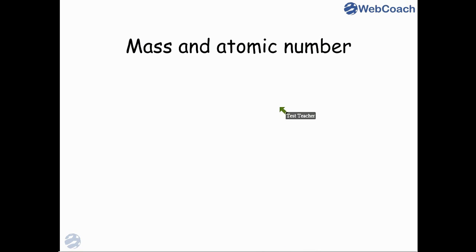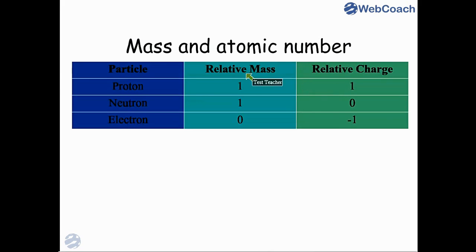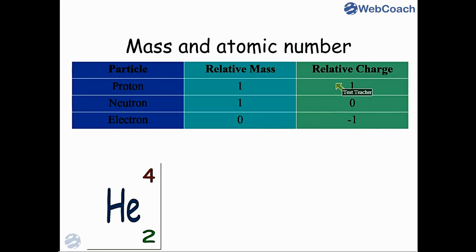Now moving forward, this is the basic concept about the mass and the atomic number. A proton's mass is 1 unit, and it carries a charge of positive 1. A neutron's mass is 1 unit. It's neutral, that means it does not carry any charge, so its charge is 0. Whereas an electron's mass is so small that we can ignore it. Therefore, we consider its mass to be 0, whereas the charge carried by the electron is negative 1.